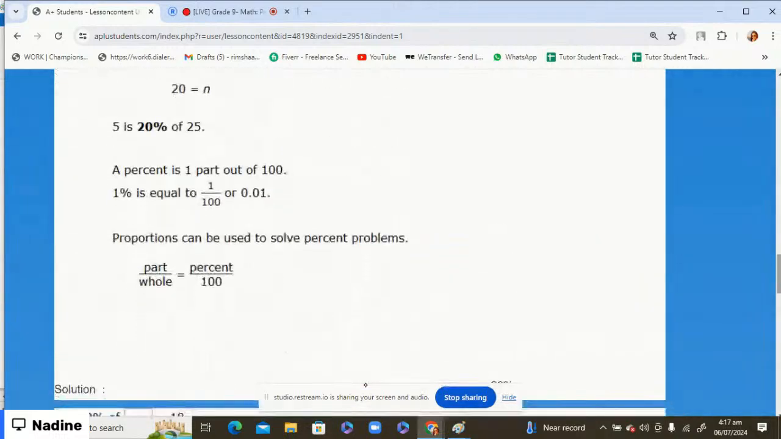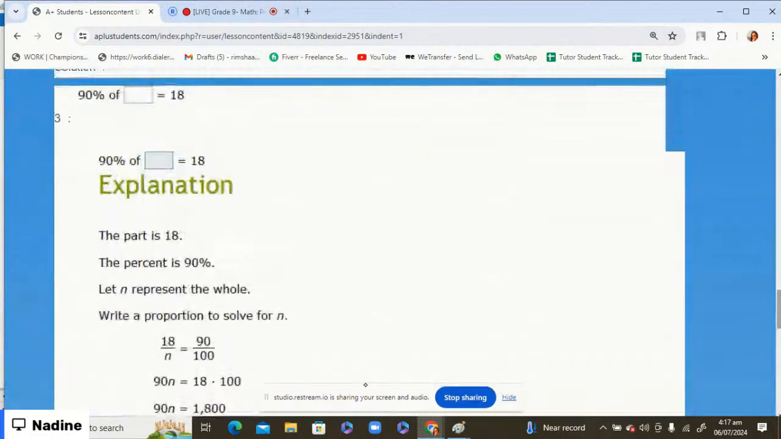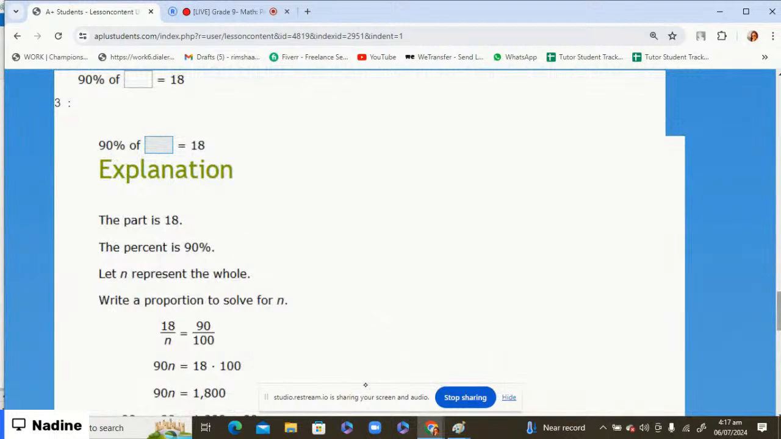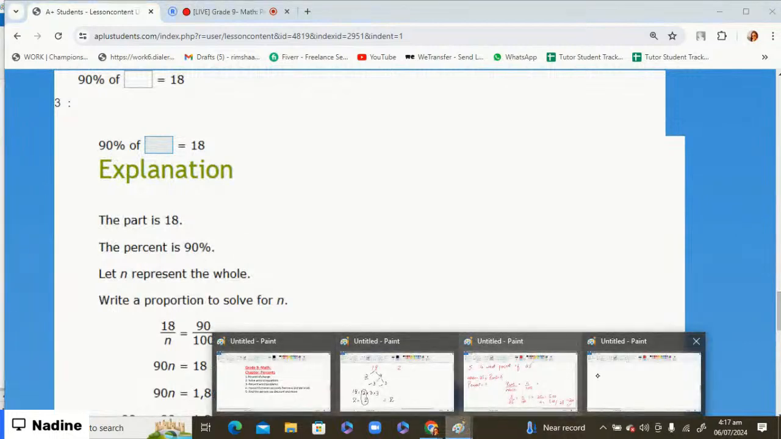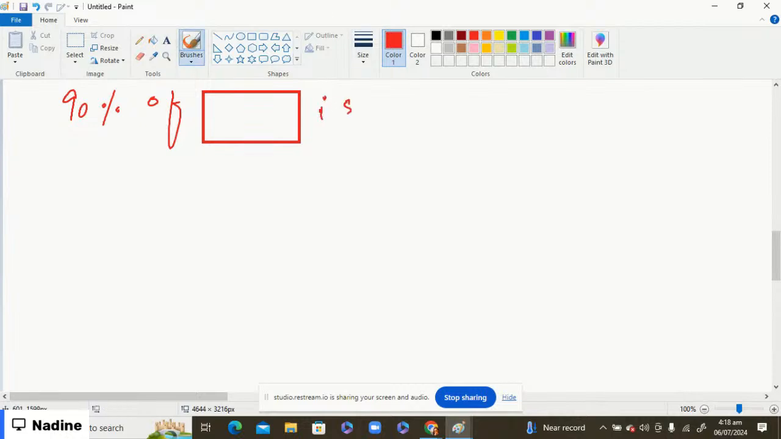So now this is a percentage, so you can convert it into percent. So, 90% of which number is 18? 90% of which number is 18? So which one? So 90% of which number is 18?